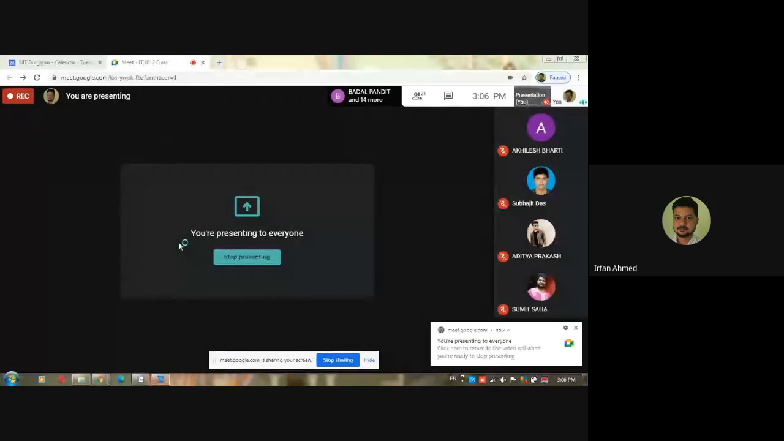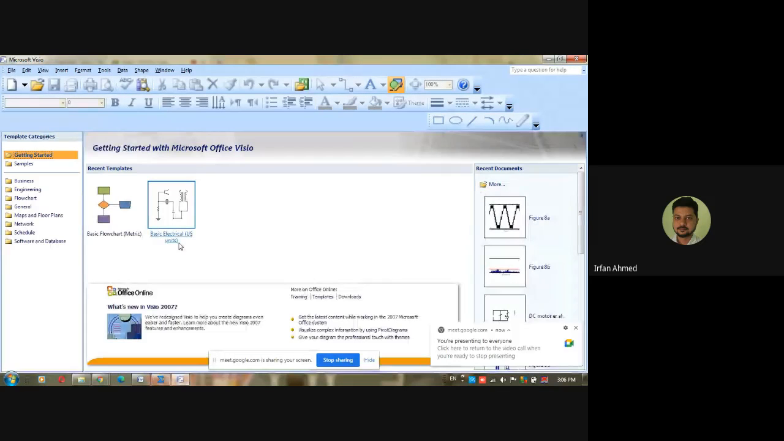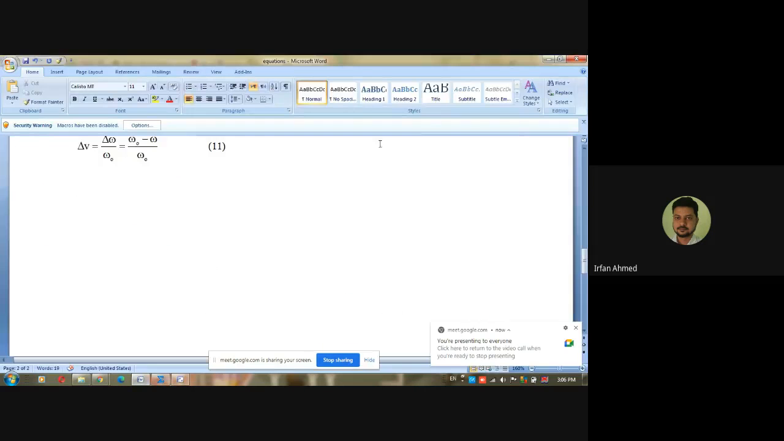So in the previous class, we had seen the speed torque characteristics of a shunt wound DC motor, correct? Yes, sir. We had seen some basic equations. I have those equations here.